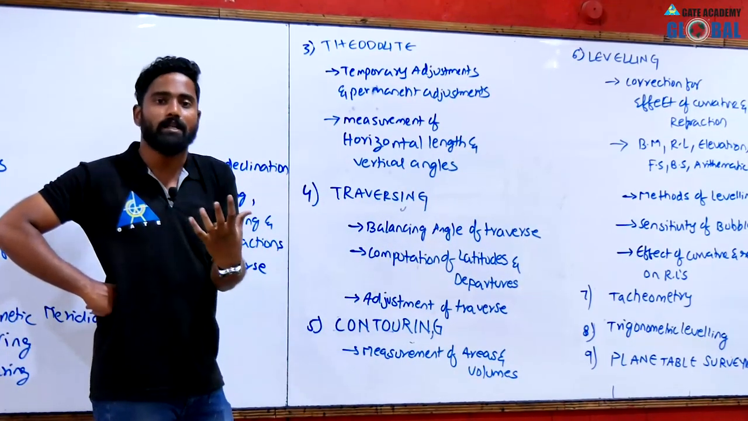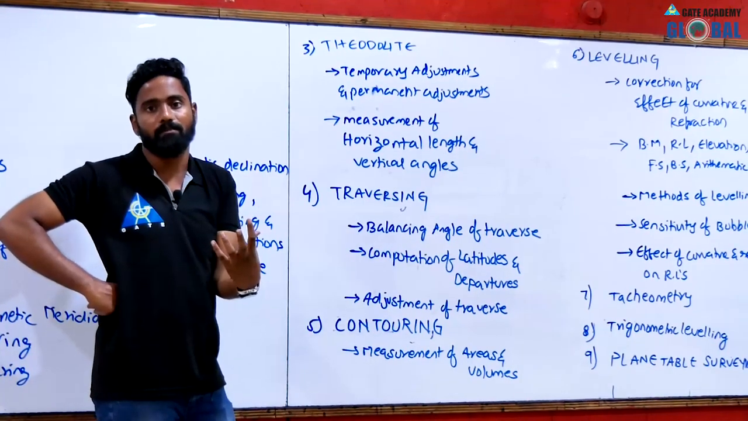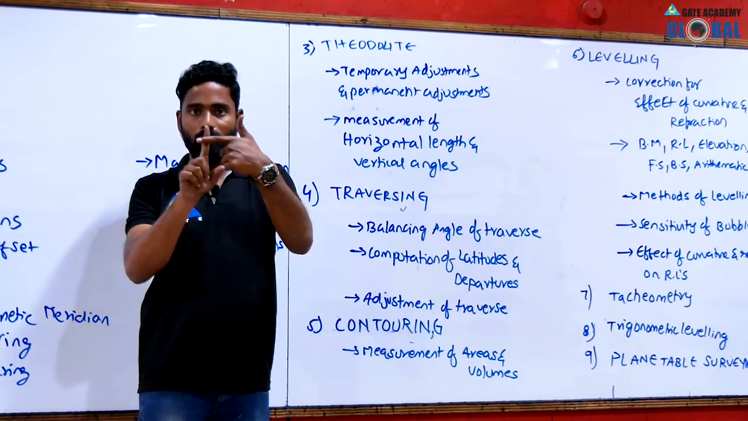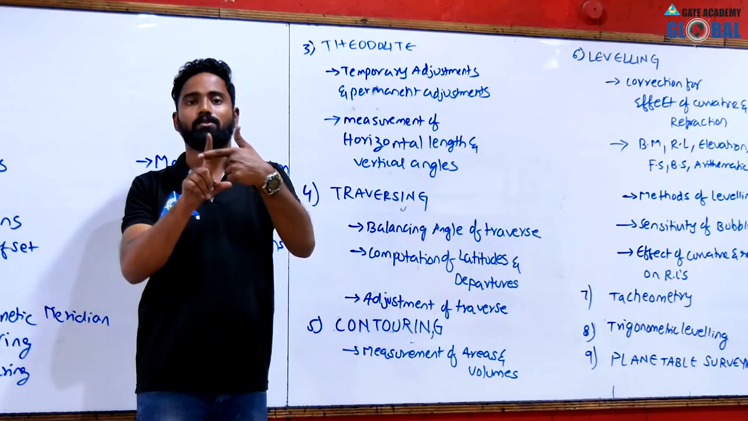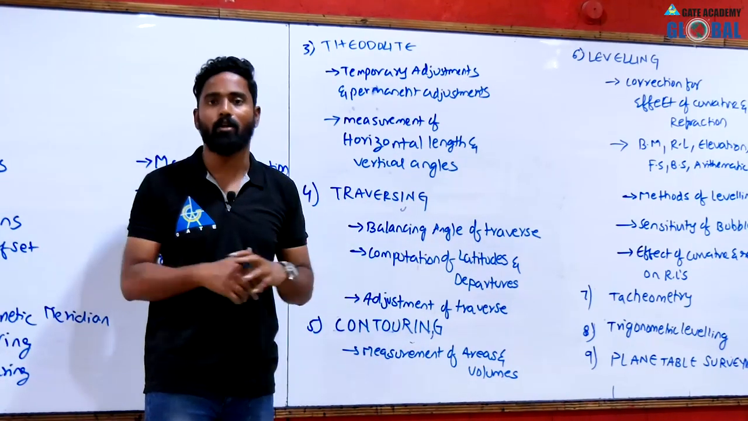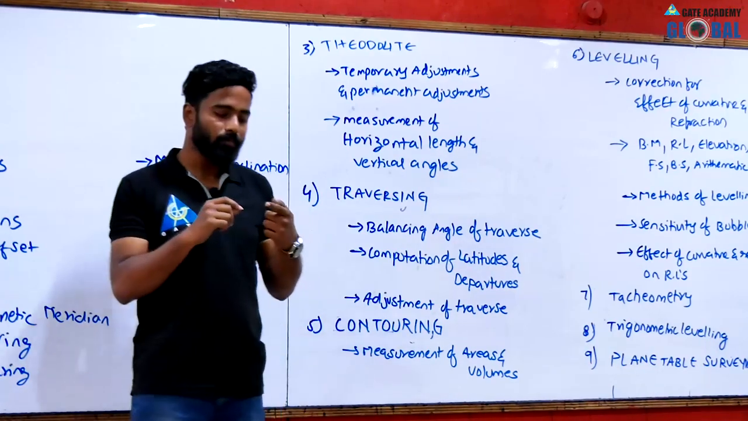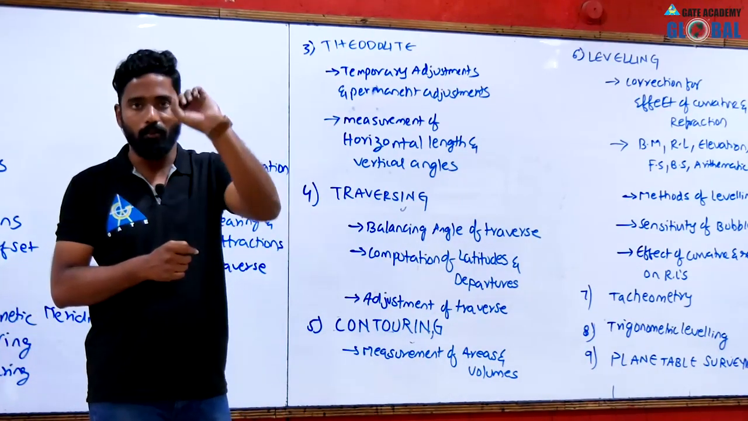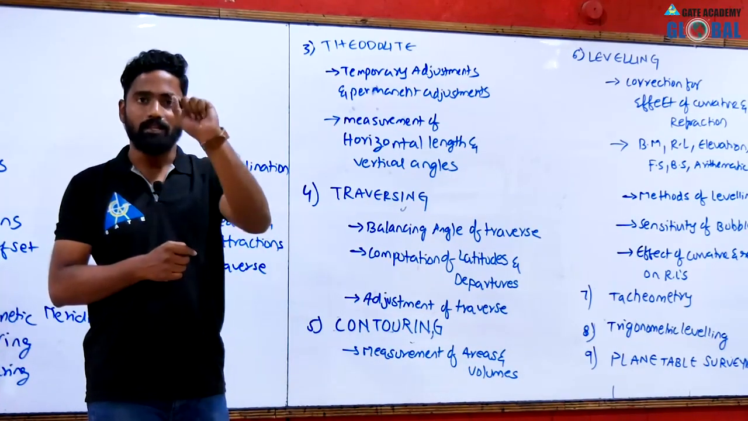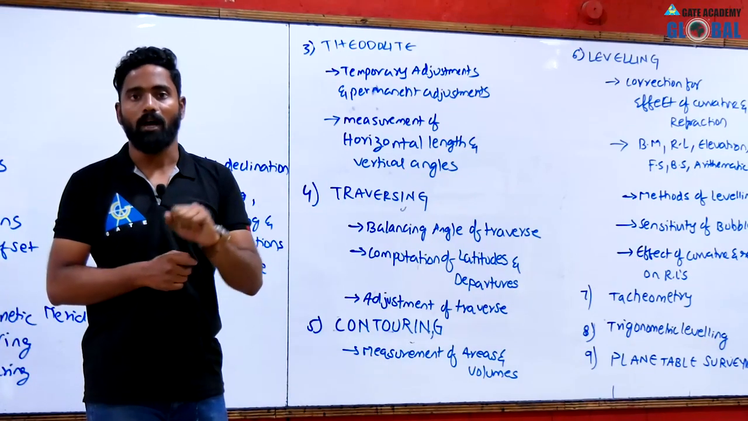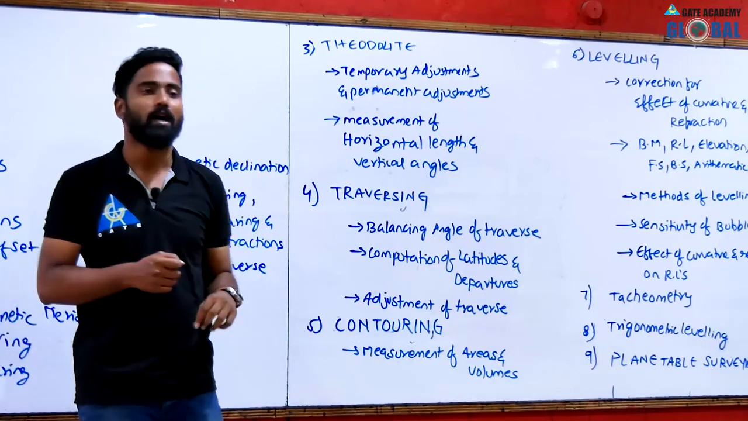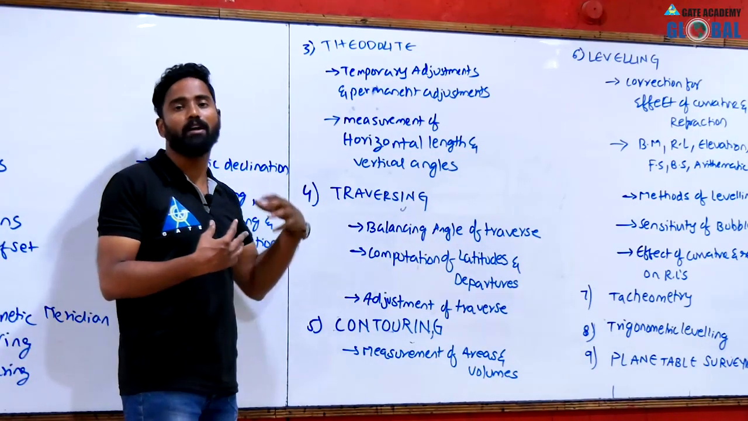like what are the temporary adjustments and what are the permanent adjustments. For example, the cross hairs are not exactly perpendicular to each other, and the bubble is not at the center at all the points. There will be a horizontal axis and a vertical axis, and you have to see the different axes, and whether each is perpendicular or not, and whether the line of collimation meets exactly at the center or not.